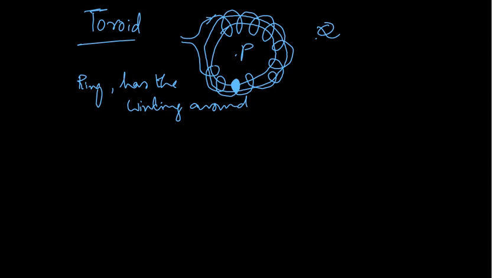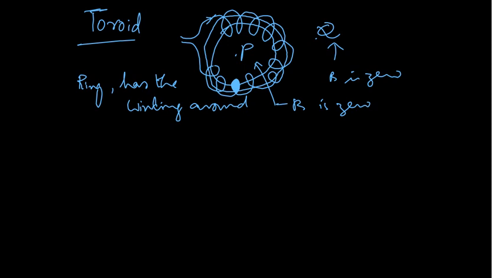Therefore, substituting into the top one, B1 into 2 pi R1 equal to mu naught into 0. Why 0? Inside there is no current, because that is not part of the wire. That's why B1 equal to 0. Thus the magnetic field at any point P in the open space inside the toroid is 0. So we know here B is 0.